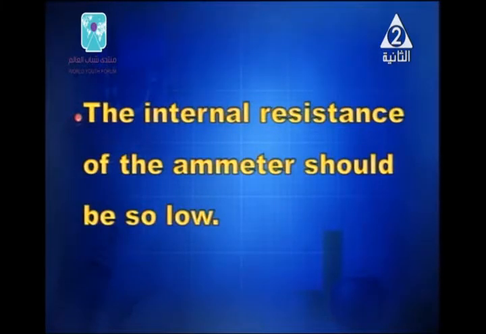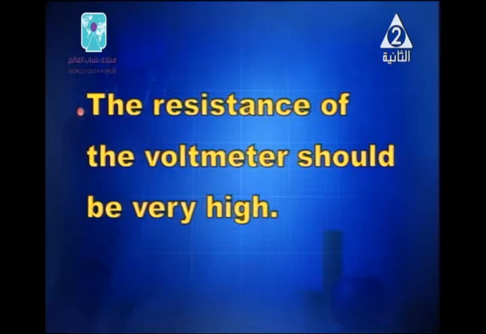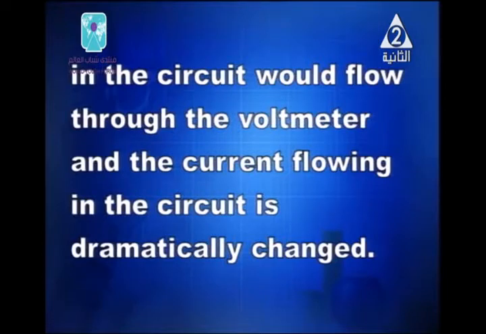Give reason 4: the internal resistance of the ammeter should be so low. Why? We want the ammeter to have very low resistance, so that it has no noticeable effect on the current in the circuit. And another give reason: the resistance of the voltmeter should be very high. If the resistance of the voltmeter were low, a large fraction of the current flowing in the circuit would flow through the voltmeter, and the current flowing in the circuit would be noticeably altered.